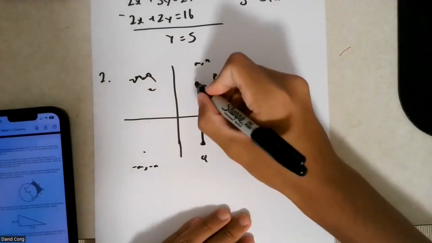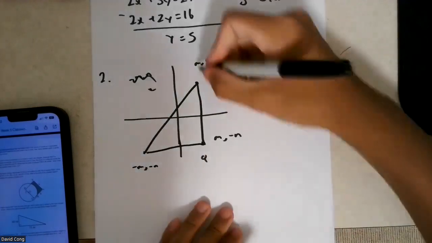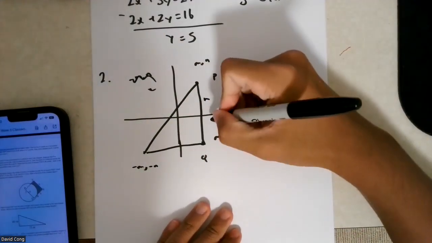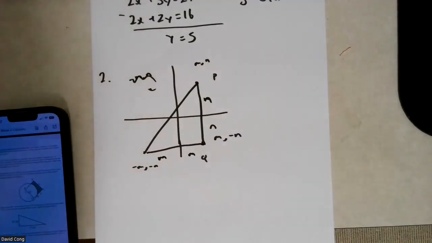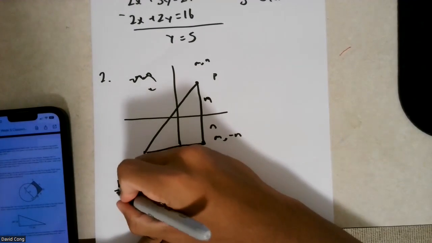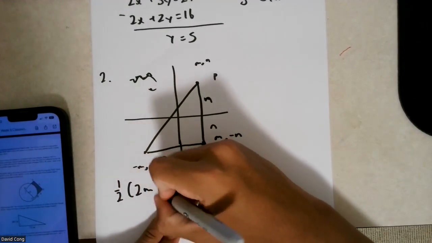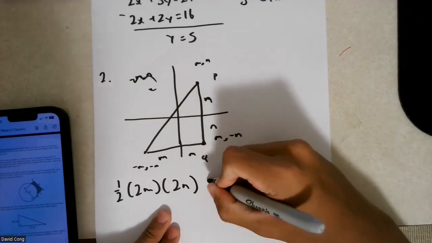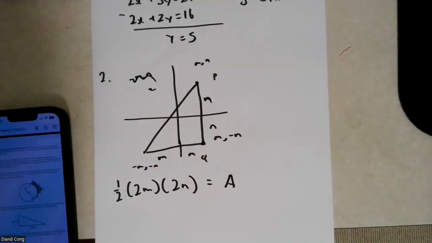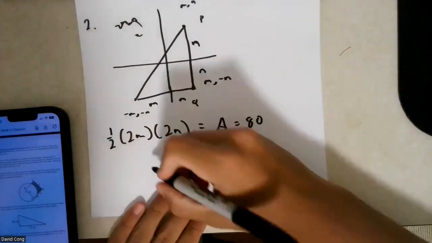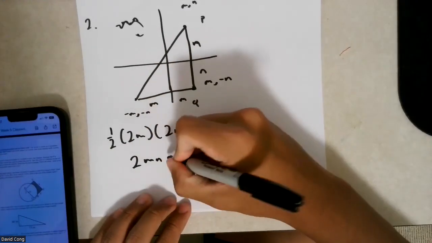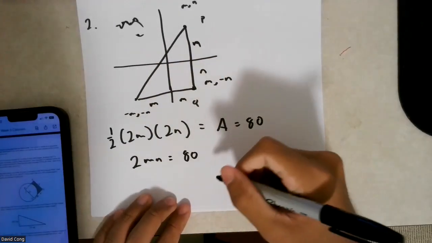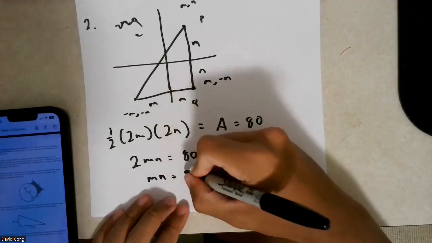Okay, we have our triangle here. Let's write our side lengths. This is N. This is N. This is M. This is M. What does this tell us? Area of the triangle, 1/2 base 2M times height 2N equals the area. And what did we establish the area as? We established the area as 80. So what does this tell us? Well, it's 2MN equals 80. So it tells us MN equals 40.